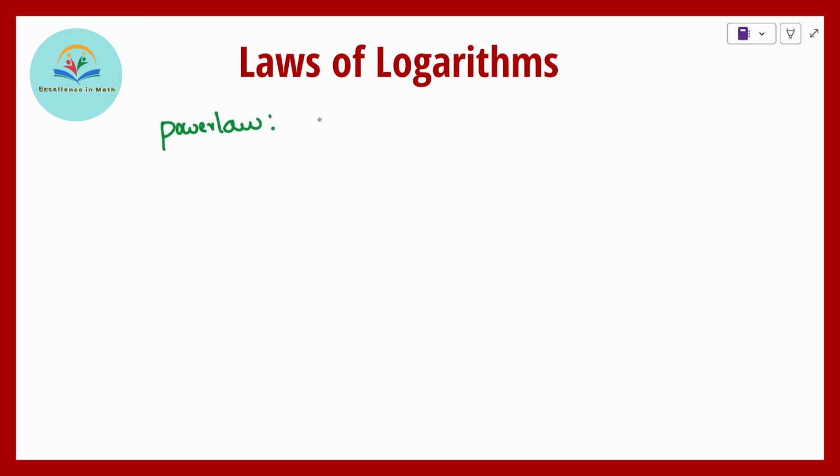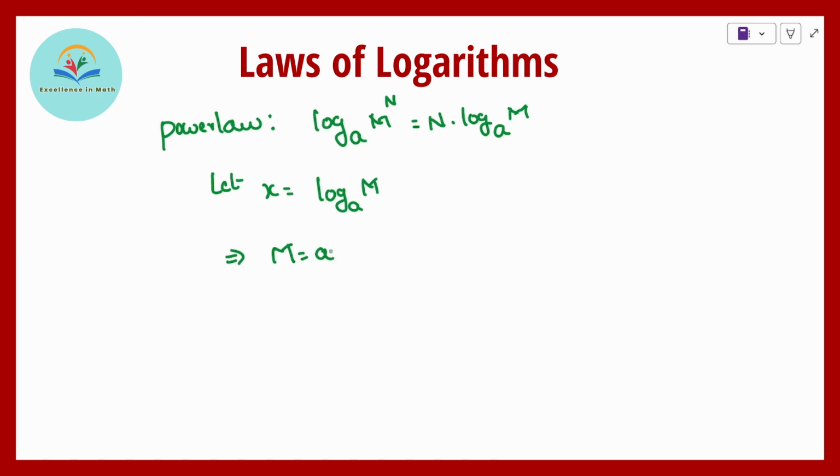The statement for this is log m power n base a is equal to n times log m base a. Right? So let us consider x is equal to log m base a. Similarly, write the exponential version: m is equal to a power x. Perfect. Now we are trying to see the two equal values, m and a power x. So raise to the power n on both the sides.